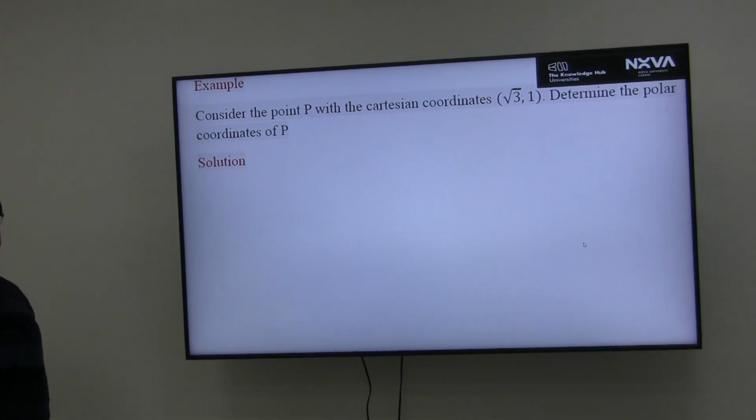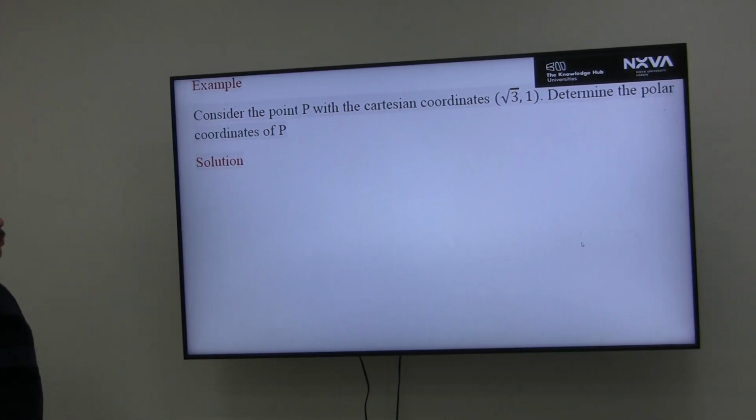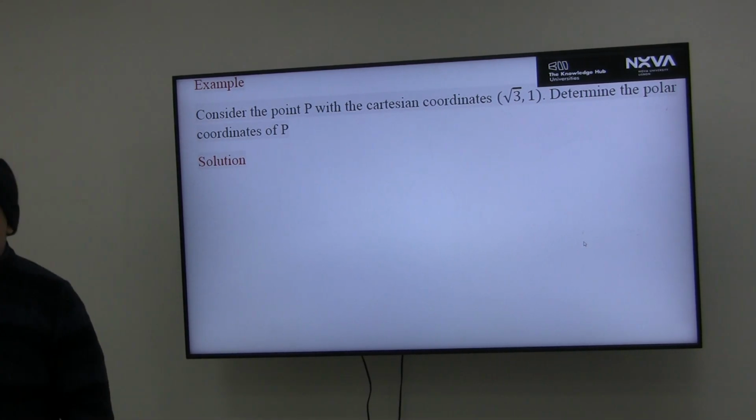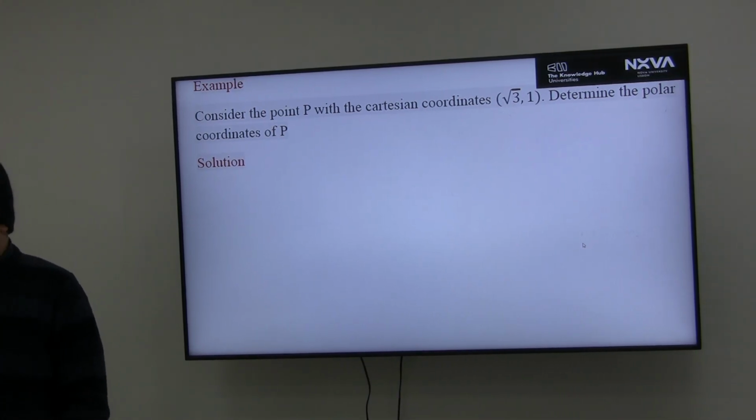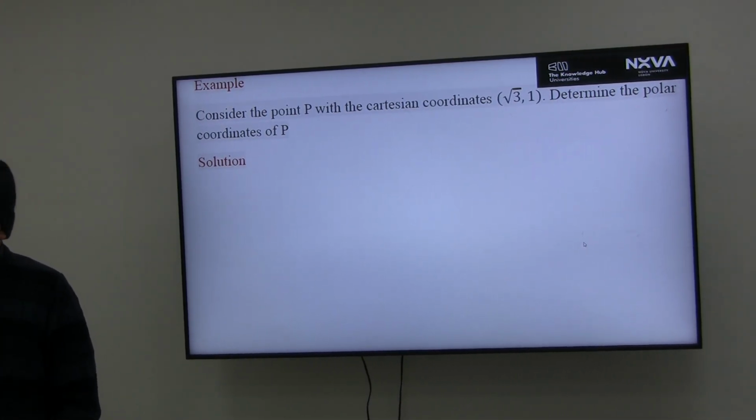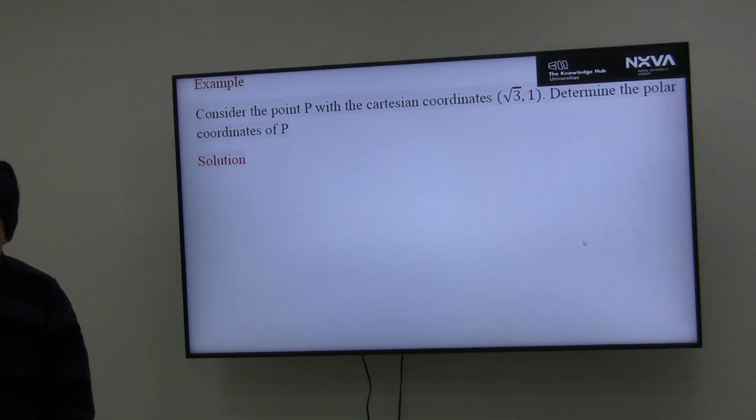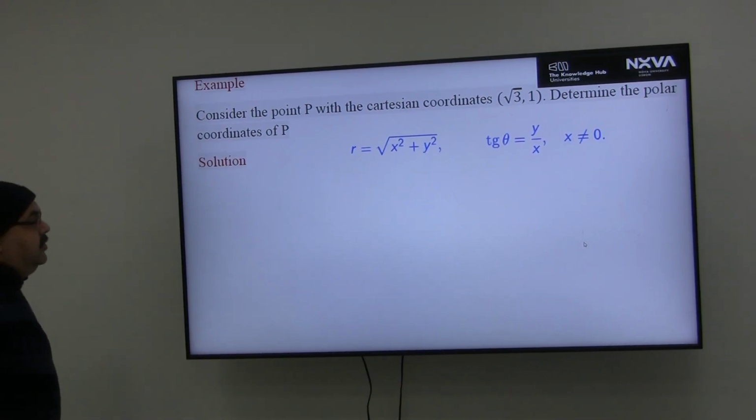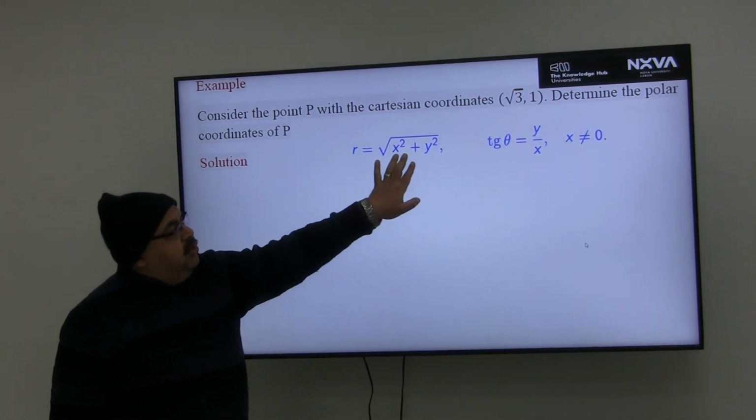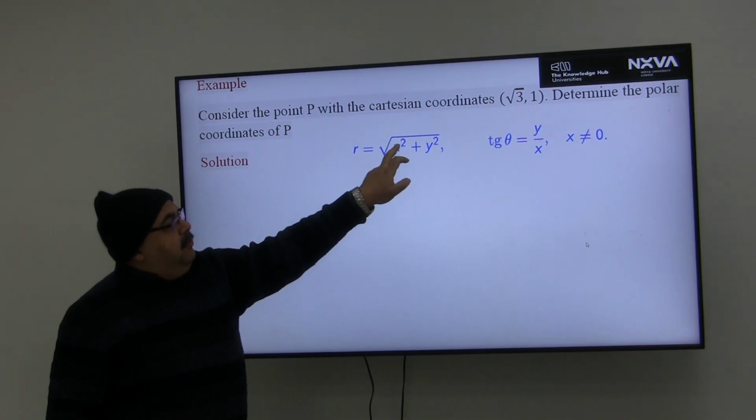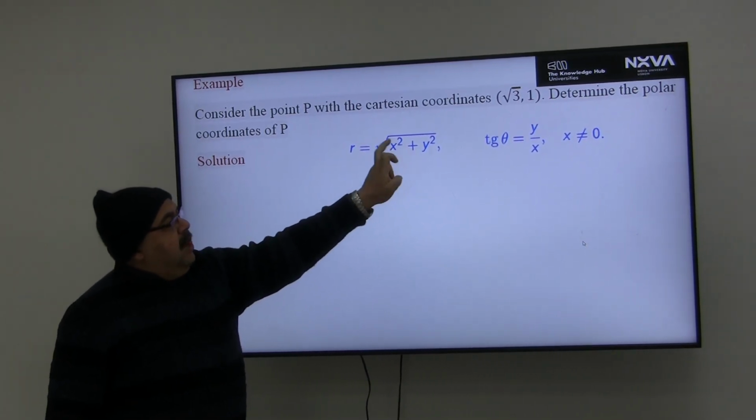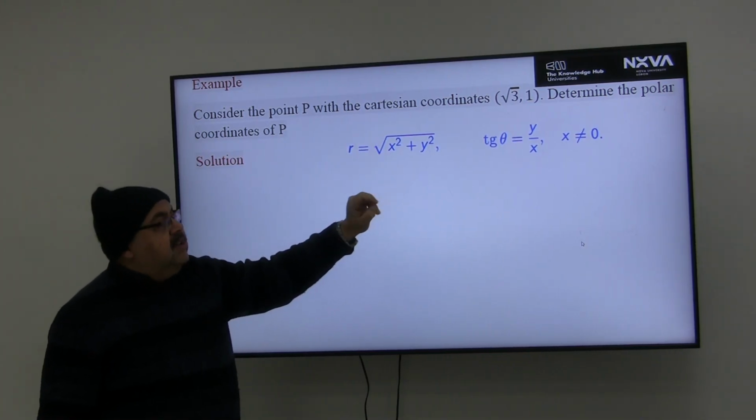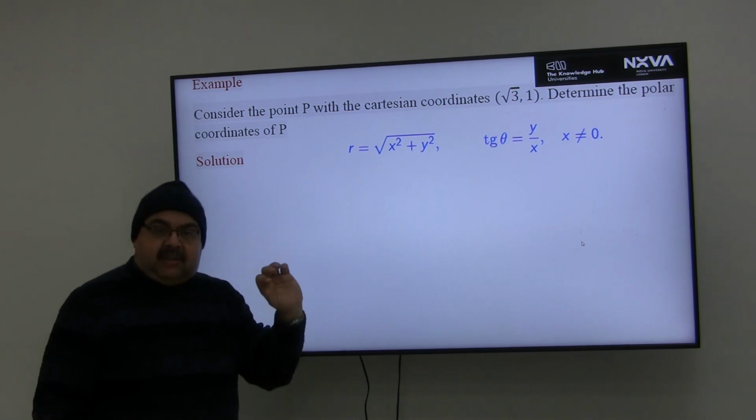Here he's asking you, consider the point B with the Cartesian coordinates root 3 and 1. Determine the polar coordinates of B. So all I have to do, I have x and y, I will get r. r is equal to the square root of x to the power of 2 plus y to the power of 2. So all I have to do is make a substitution in this relation. It's going to be root 3 to the power of 2, which is 3, plus 1 is going to be 4. Under the square root is going to be 2. That's for r. And for theta, it's going to be tan theta equal to y over x.